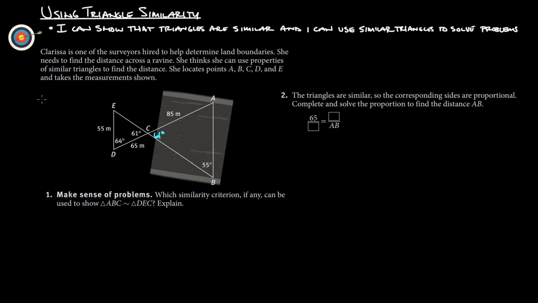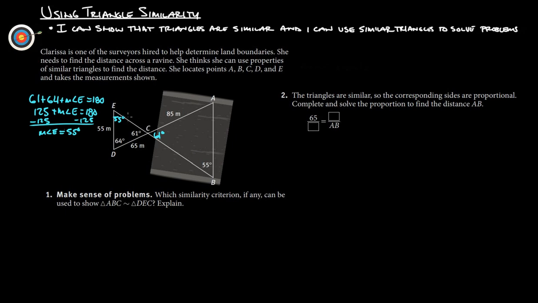So let's do 61 plus 64 plus the measure of angle E has to equal 180 for sure, right? So we add those two together, that's 125, plus the measure of angle E has to equal 180. So we subtract 125 from both sides, and we get that the measure of angle E is going to be 55 degrees. So this is 55 degrees. And look, this is 55 and 61. This is 61 and 55.